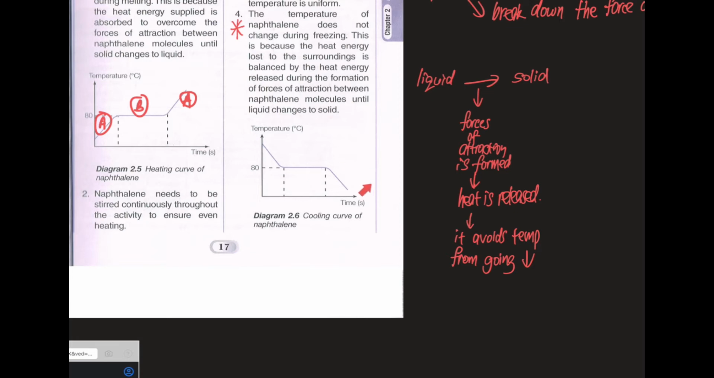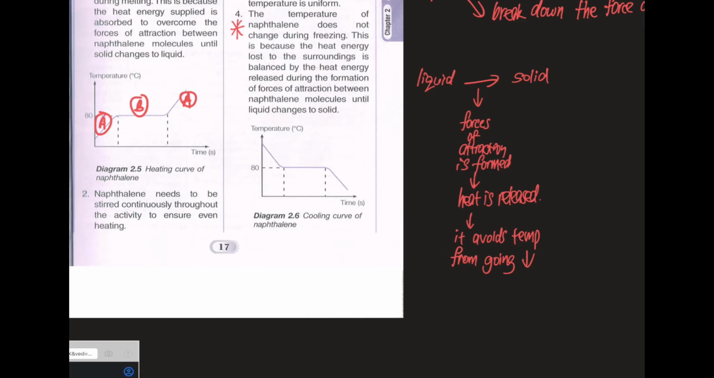The surrounding is very cold, the surrounding may be room temperature 25 degrees Celsius, but the temperature will remain at this temperature, 80 degrees Celsius, for a while because heat is released to maintain the temperature. Then it is not going down temporarily until they form solid already. Then they don't form force of attraction anymore, then they don't release heat anymore, then the temperature will continue to go down. So the important word is there.